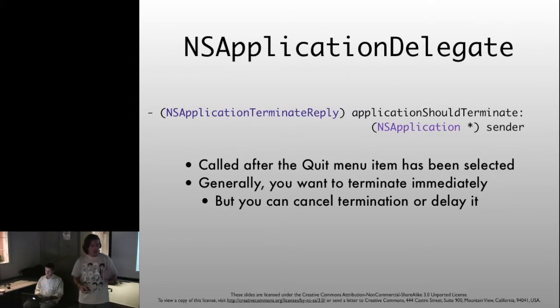But in addition to being able to just terminate immediately, which is the default behavior, you can also cancel termination entirely, or delay it for a certain period of time. The documentation explains how to delay that behavior, or how to cancel the termination. It's done basically by just returning a different response code from this method.